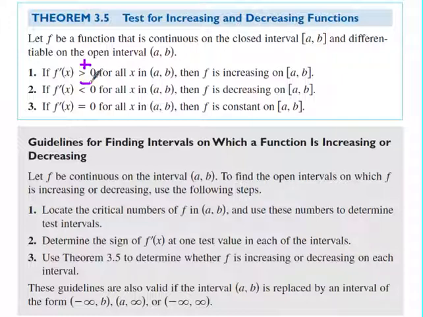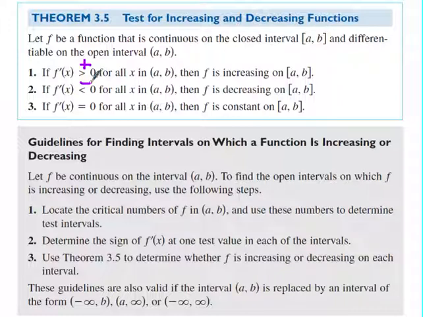So here are the guidelines, the steps we're going to go through. It's not difficult, and it doesn't take a lot of time. Step 1 is to locate the critical numbers. The critical numbers occur where the first derivative equals 0, or where it is undefined. You've got to file that away: first derivative equals 0, or where it's undefined. That is where you find your critical numbers.